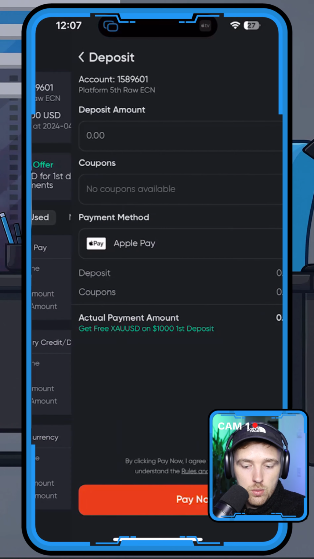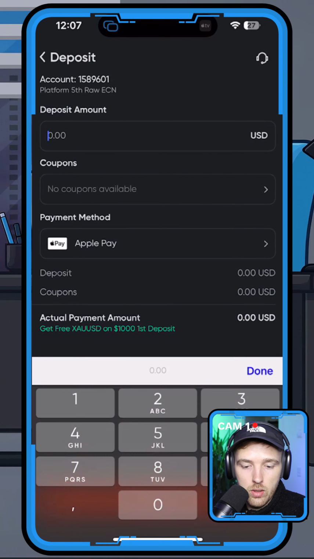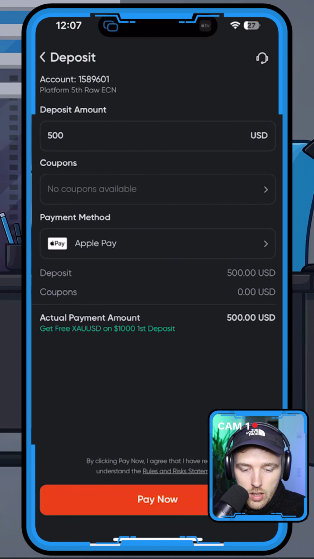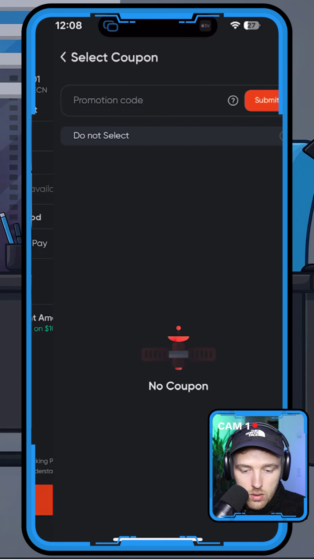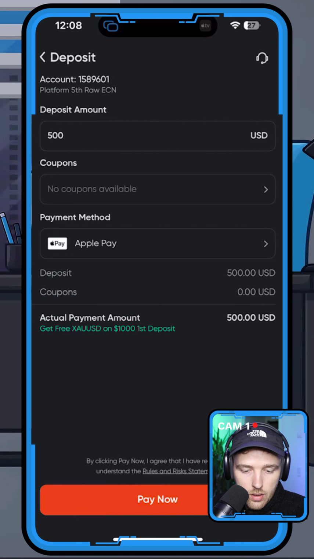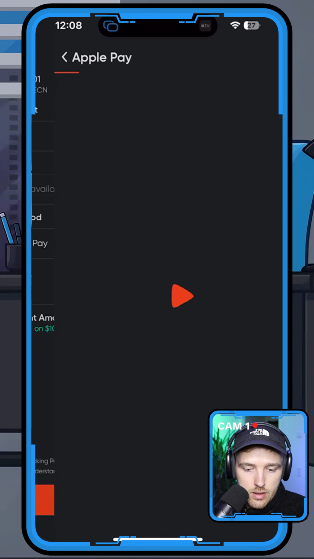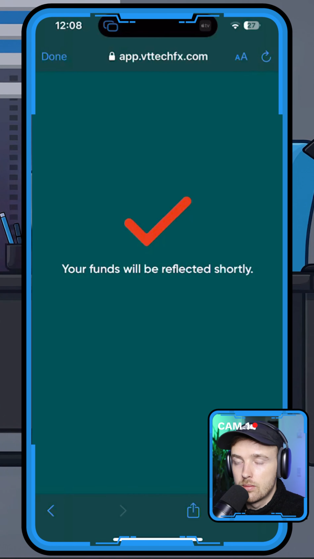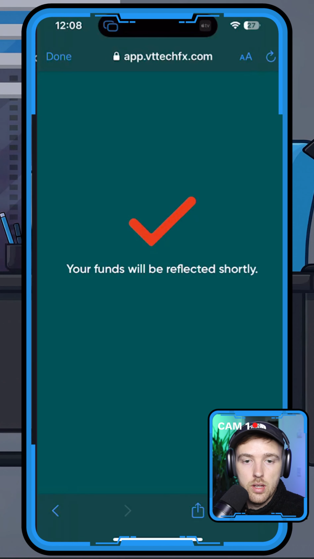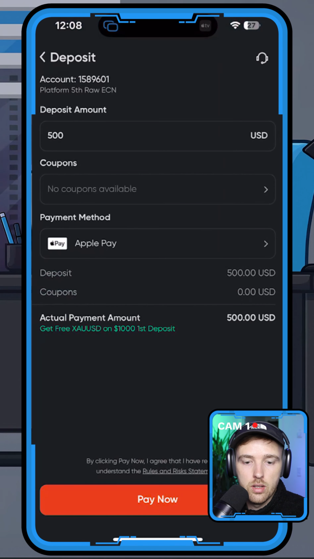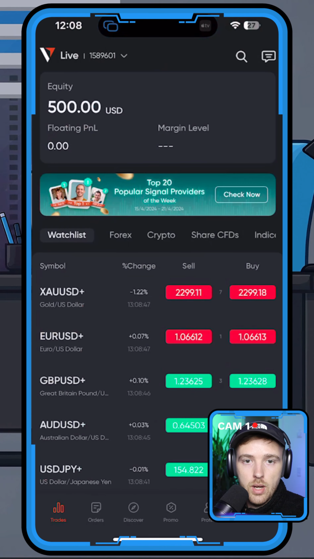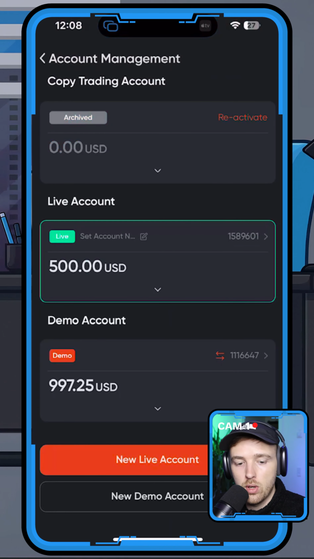Now, Apple Pay is what I'm going to go with, and I'm just going to put in 500. And then let's see, no coupons. We're just going to deposit 500. Let's see if that works. All right, looks like that was done. Now we can close this, and we should have 500. There we go. Yeah, $500 in our live account. Just like that. Pretty simple, especially if you're on a phone.